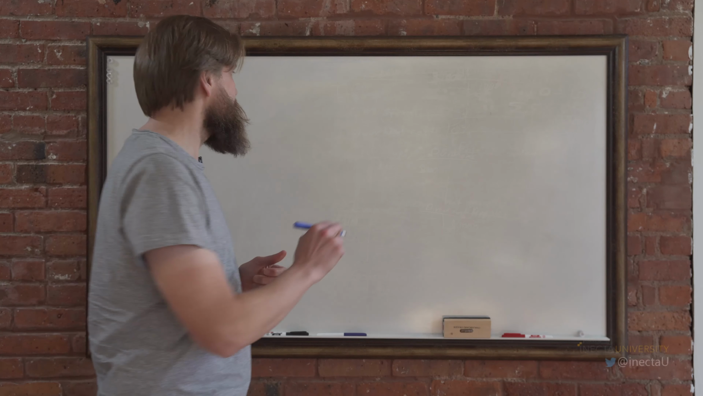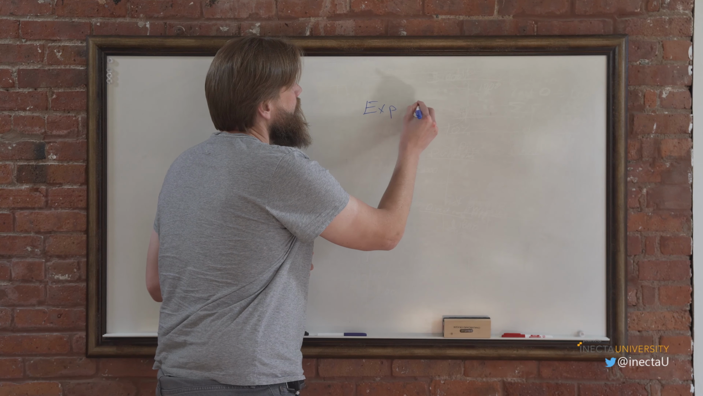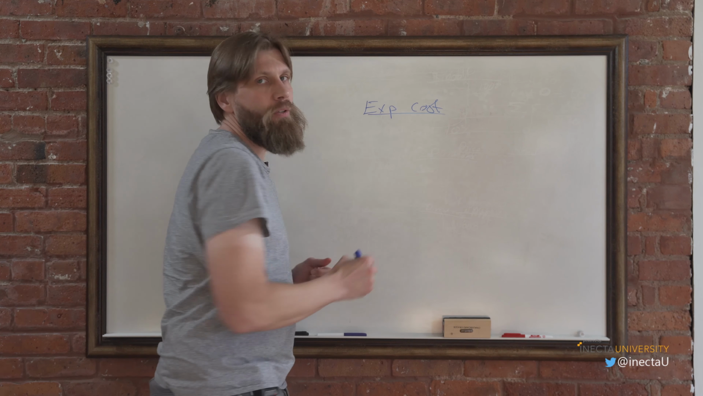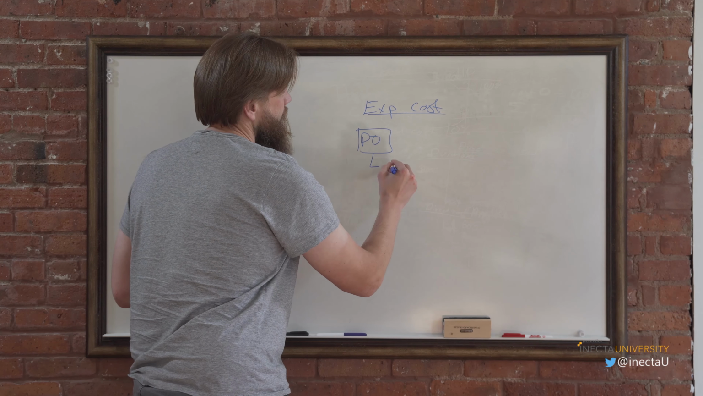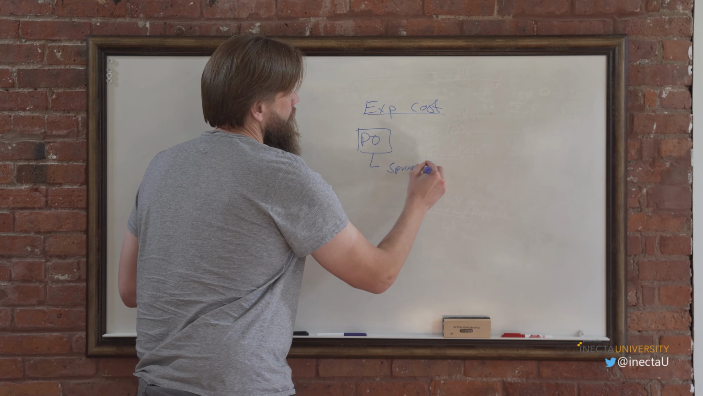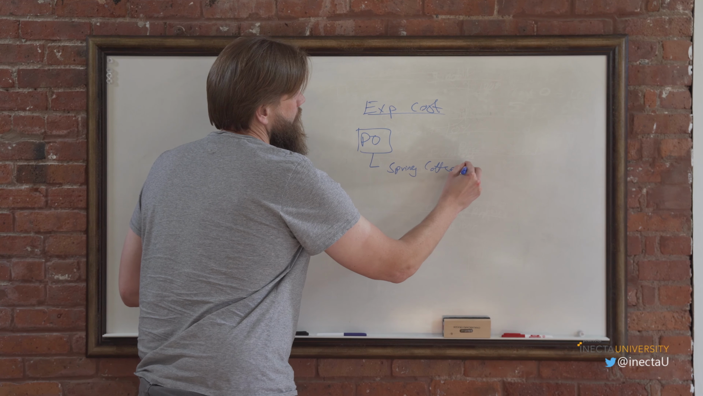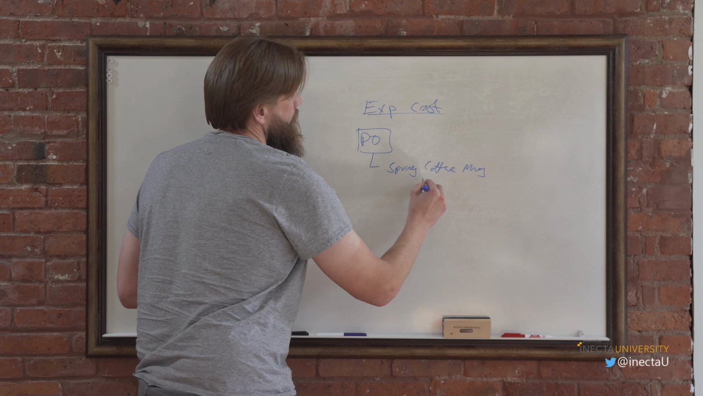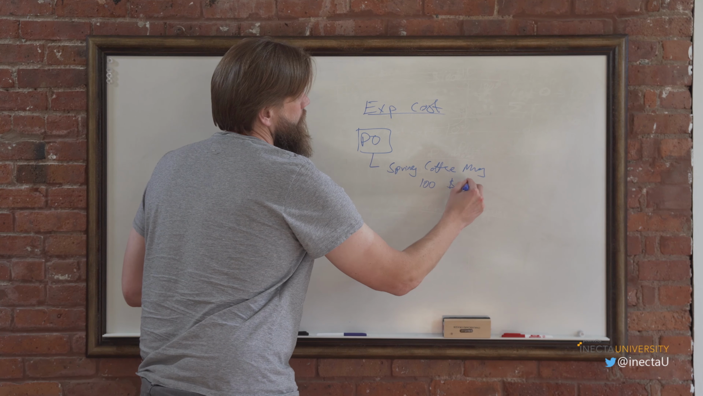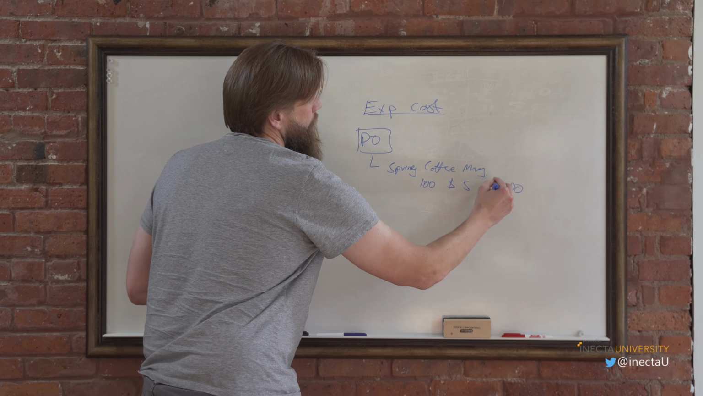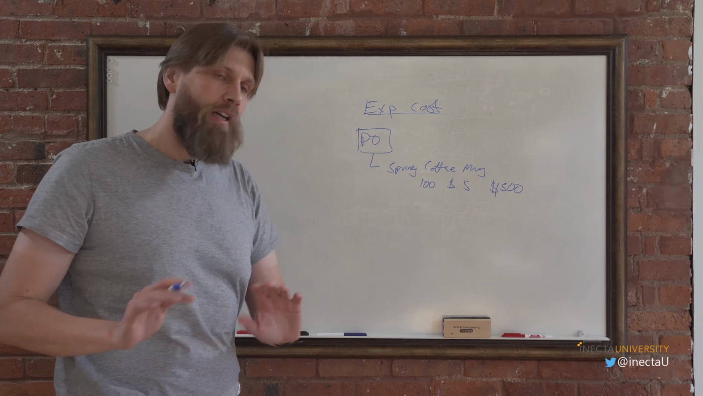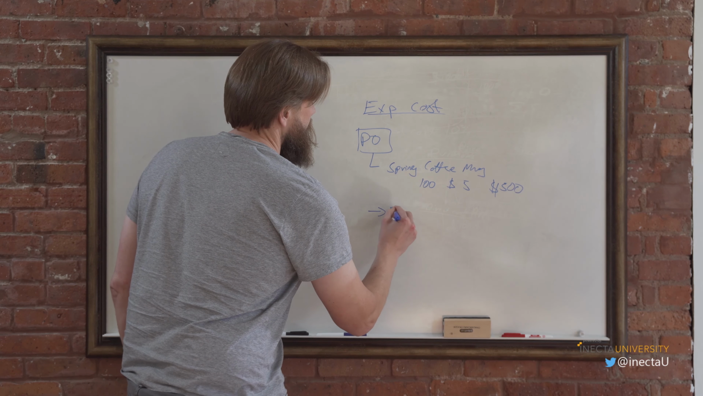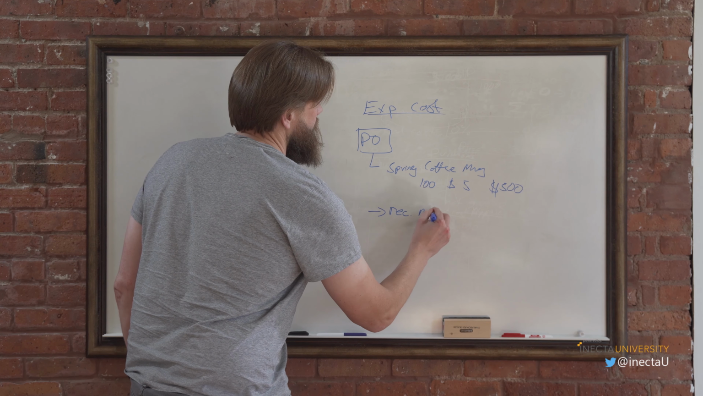What we're going to talk about today is something called expected cost. It's a nice feature within Business Central. So basically, what is expected cost? If you have a PO, a purchase order, and we're going to be buying the spring coffee mug, let's say we have 100 at $5, so 500 total. When we are on the PO and we actually do receive, not invoice, right? So we do receive, not invoice.